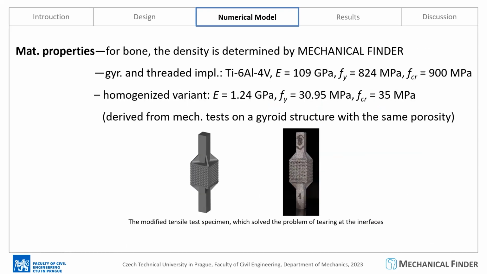The properties of individual materials can be seen from this slide. For bone, the density was determined by the individual patient-specific scan, kindly provided by Mr. Hideyuki Mimata, for which he has my thanks. And the gyroid and threaded implants have these following material properties. The homogenized variant has a modulus of 1.2 gigapascals and a very low yield and critical strength, which are derived from mechanical tests on a gyroid structure with the same porosity.